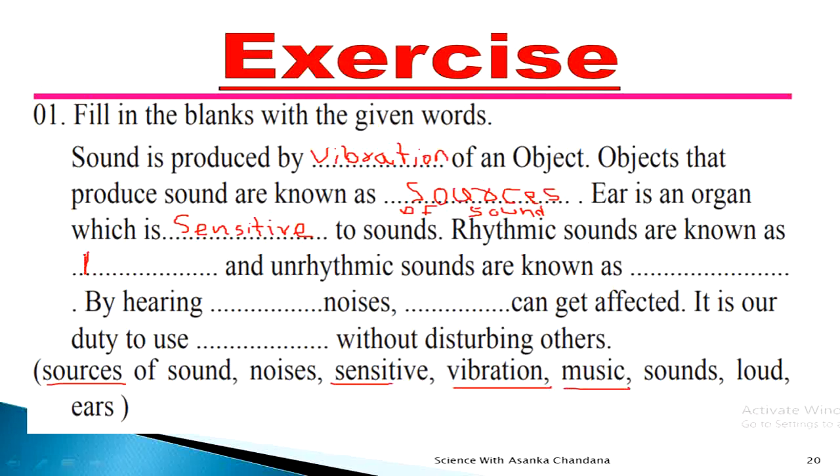Rhythmic sounds are known as music. And unrhythmic sounds are known as noises. Noises. Unrhythmic sounds are known as noises.